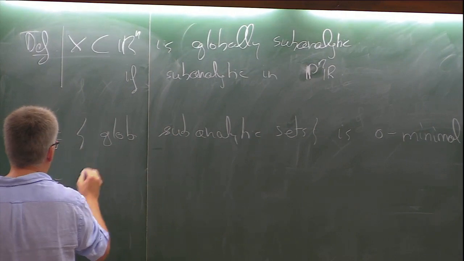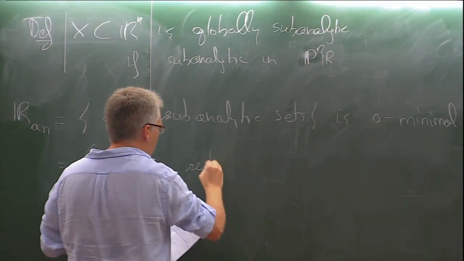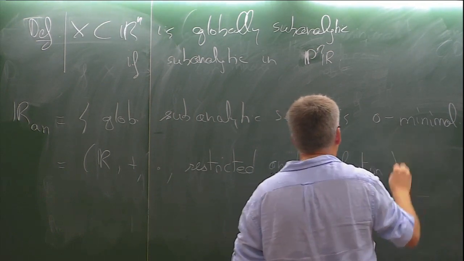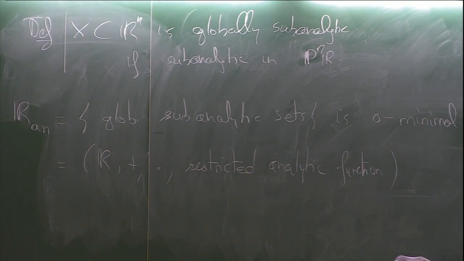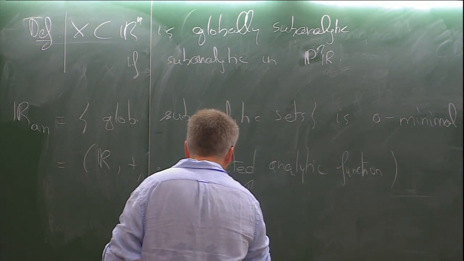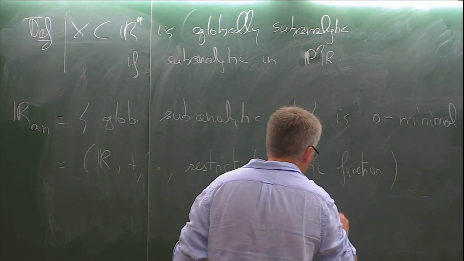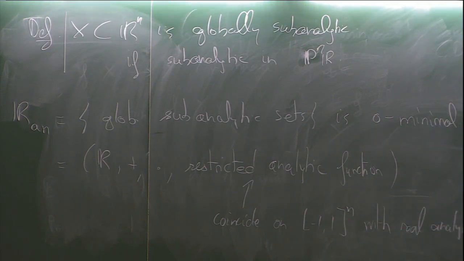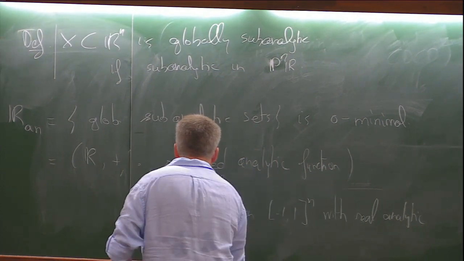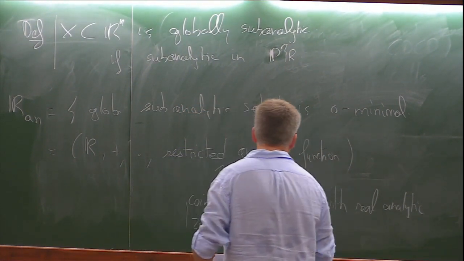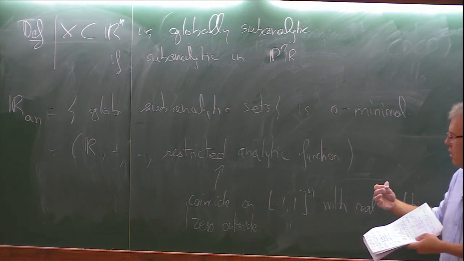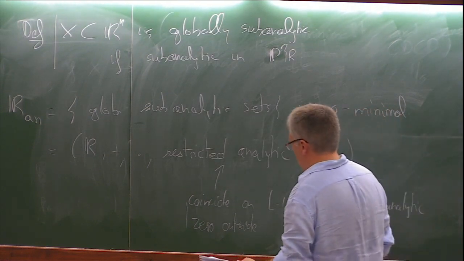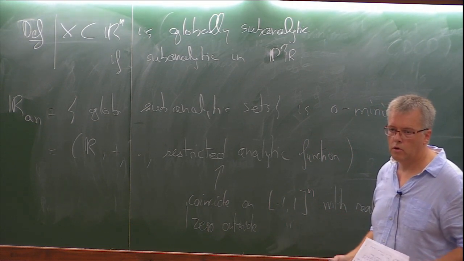And what you can prove is that this structure is the same thing as the following one. This means that you're allowed to play not with all real analytic functions, but with the restricted ones. These are the functions which coincide, say, on a box [-1,1]^n with a real analytic function in the neighborhood of such a box, and which is 0 outside. So the functions you're allowed to play with are this kind of functions. You take real analytic functions, but only on compact sets. So for example, now the graph of the real exponential is not allowed in this structure.